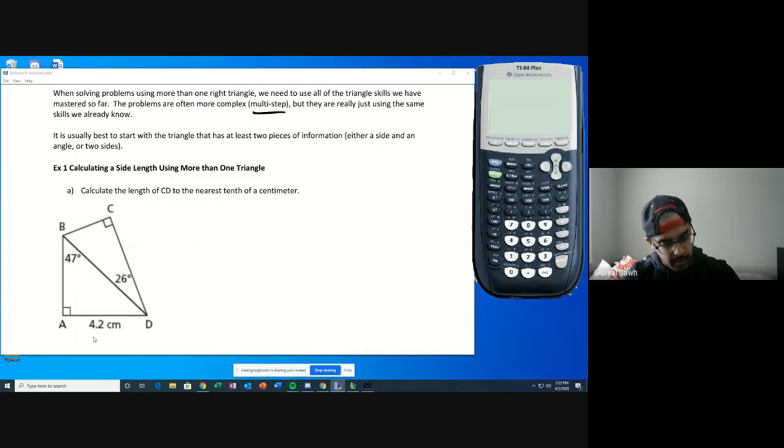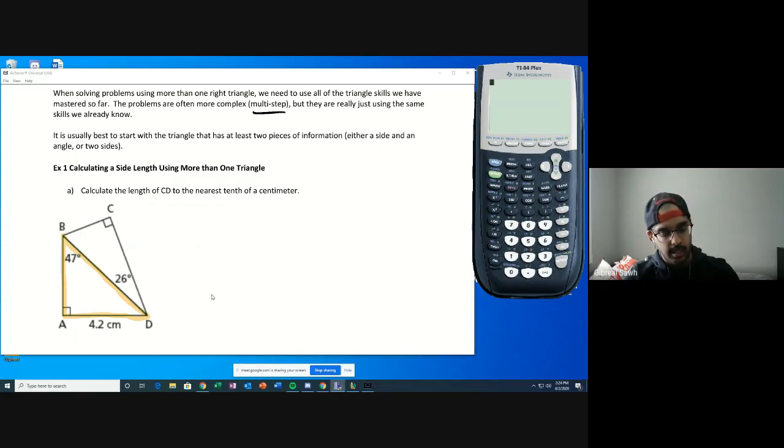Now I'm just going to highlight that triangle. That one in orange is the one we know two pieces of information in. You can see angle B is 47. The side length from the bottom, its opposite side, is 4.2. If you look at the other triangle that isn't highlighted, the only thing you really know about it are two angles. Those won't really help you find the side length, because if you only know one angle, you need another side length to help you out.